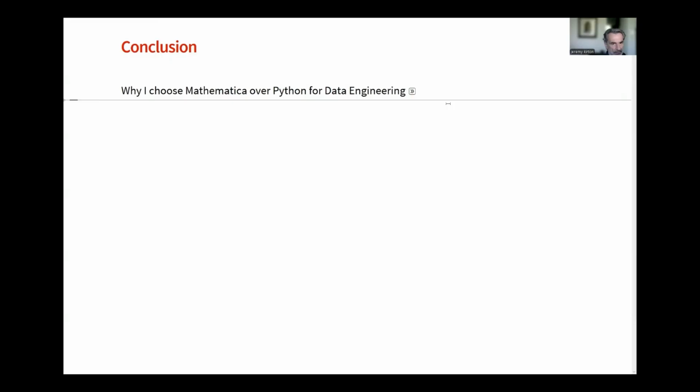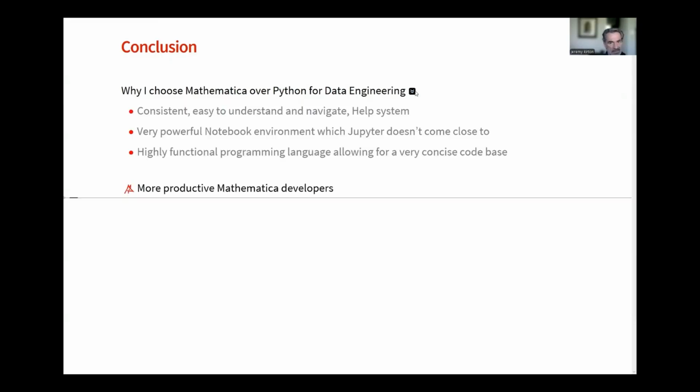Finally, in my experience, Mathematica's help system is easier to understand and quicker to find than Python's. Mathematica's notebook environment is more robust and powerful than Jupyter. Mathematica's functional programming language produces concise code bases, which translates to fewer bugs, which I believe makes Mathematica developers more productive.